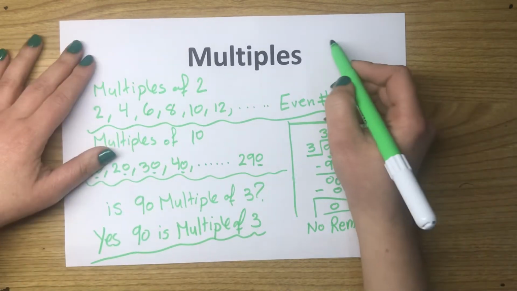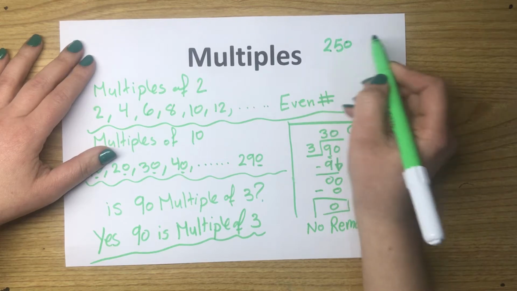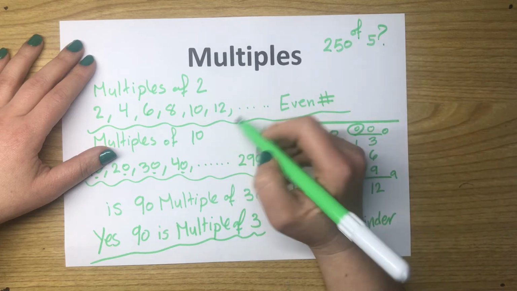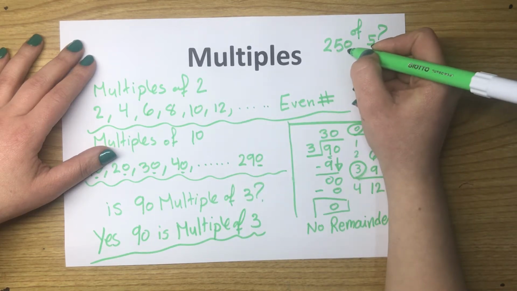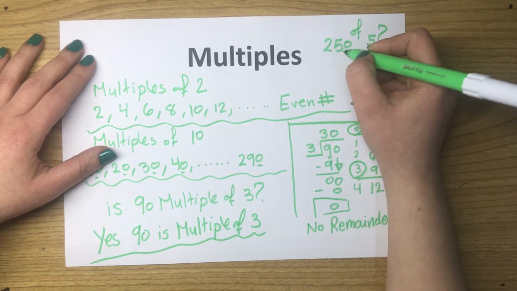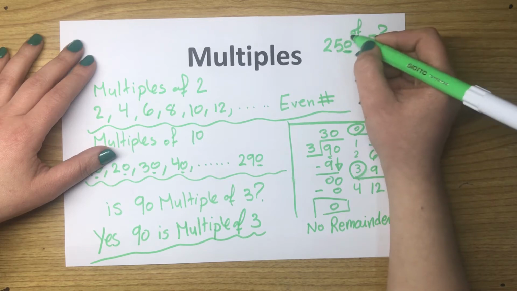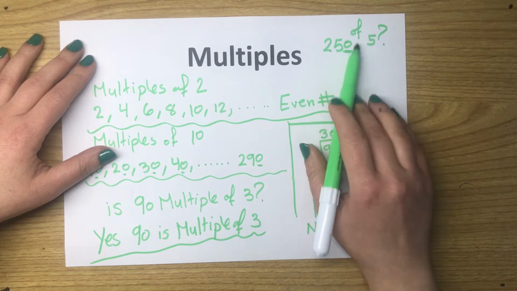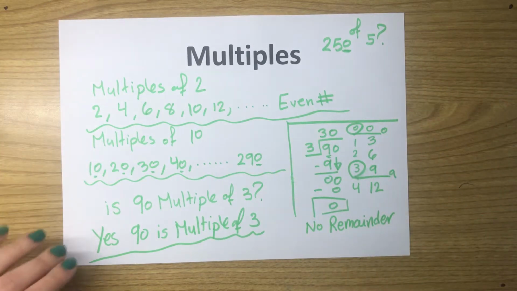So if you get any question asking whether a number is a multiple of a certain number, such as, let's say, is 250 a multiple of 5? Yes, because we know all the multiples of 5 have 0 or 5 in the ones place. As long as this one has 0 in the ones place, that means 250 is a multiple of 5.